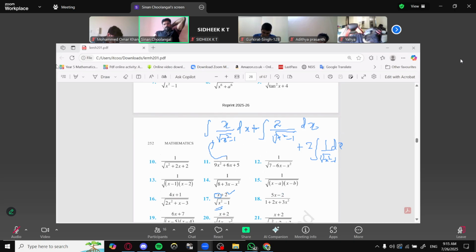So the first integral will be converted to dt by 2 into root t. So 1 by 2 can be taken outside. The integral of dt divided by root t will be 2 root t. This is a direct formula. This 2 you can cut. Root t will remain as root of x square minus 1. Then the formula for 1 over root of x square minus a square.